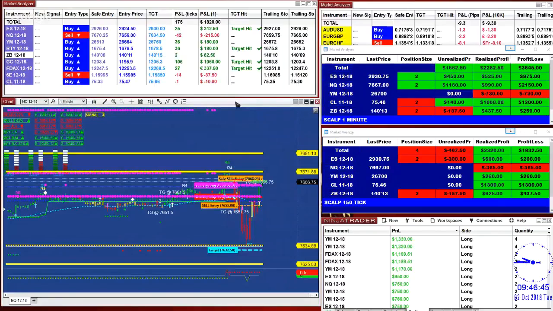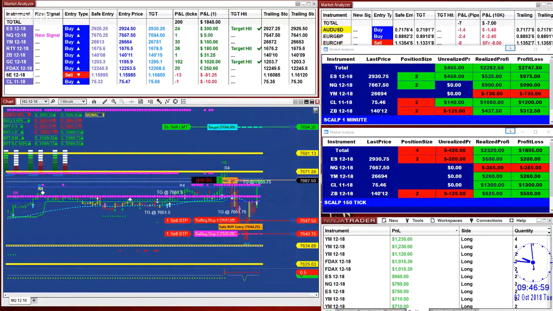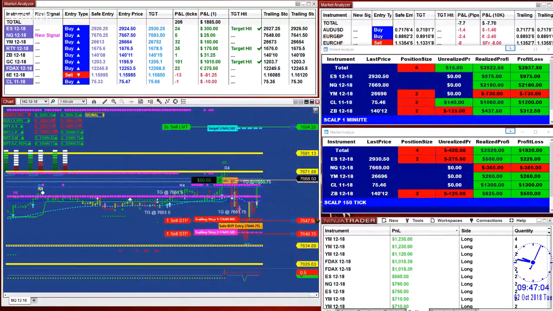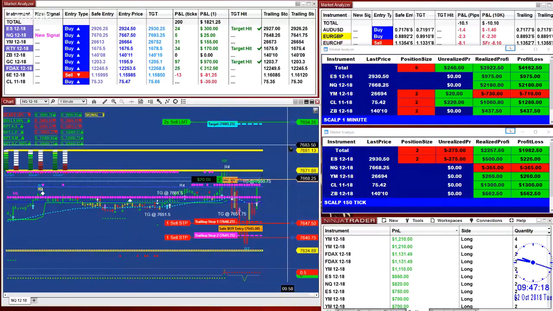So we will see, if we have a new signal on the Nasdaq, we will be taking the new signal as well. The ES is extremely strong to the long side, and there is a new signal on the Nasdaq, and here is your Nasdaq trade. The entry 6750, target 69350. So this is the second signal, and we will make sure.